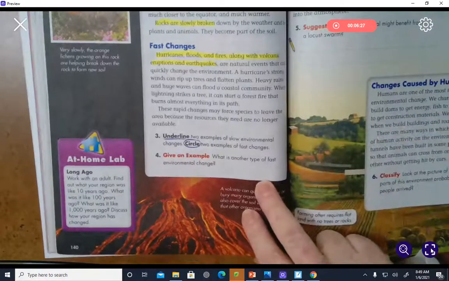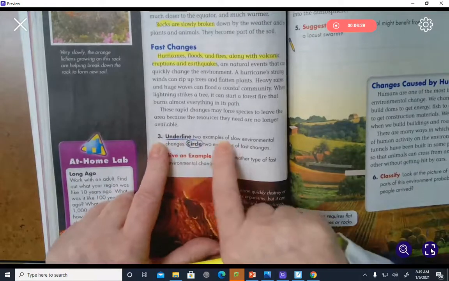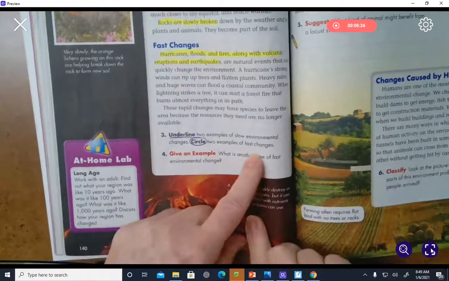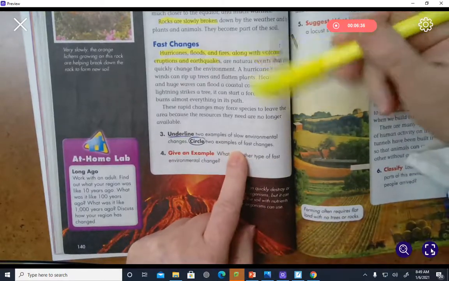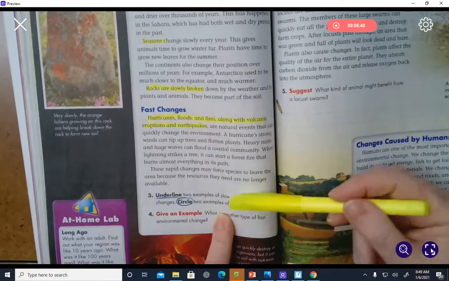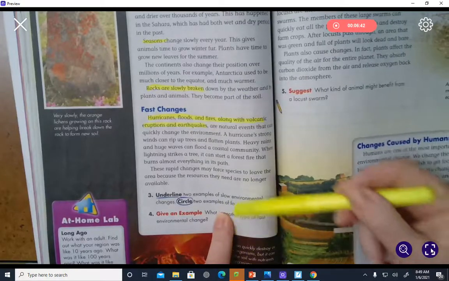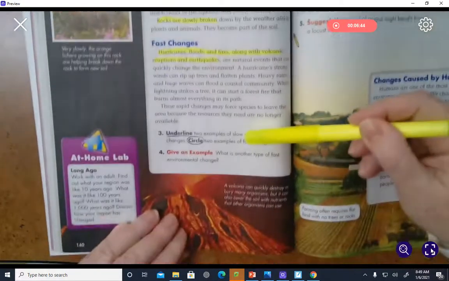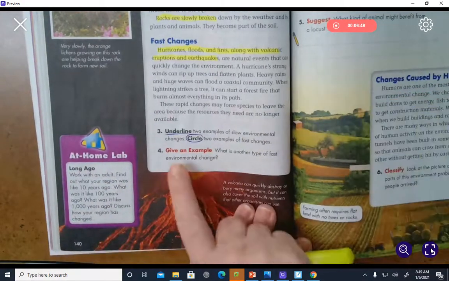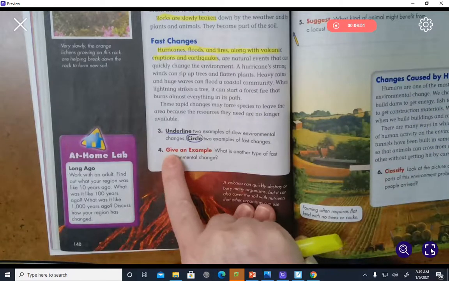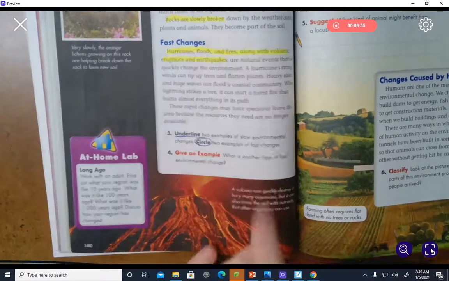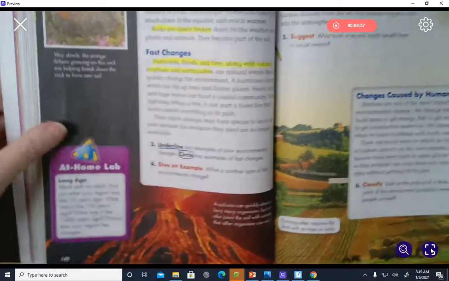Number 3, it wants you to underline 2 examples of slow environmental change and circle the 2 examples of fast changes. So I kind of highlighted those for you. If we didn't highlight them, you can see where the book kind of sets it up. They must want you to know examples. This is the at-home lab I assigned earlier. And then it also, you can pause the tape to give an example of what is another type of fast environmental change maybe that you can think of.